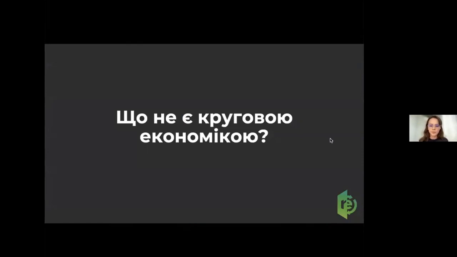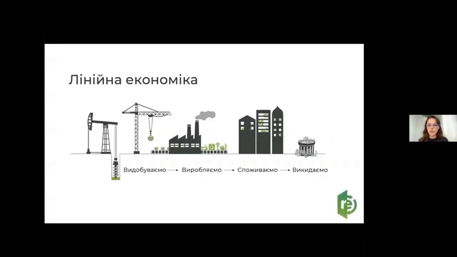I think in order to get a good grasp of what the circular economy is, first you have to understand what it isn't. So we are currently living in the linear economy, where we extract resources out of the ground, then we produce something, consume the goods, and we throw them away. And when we do the final stage, we sort of waste all the energy and all the effort that has been put into producing the goods and also delivering them to us.